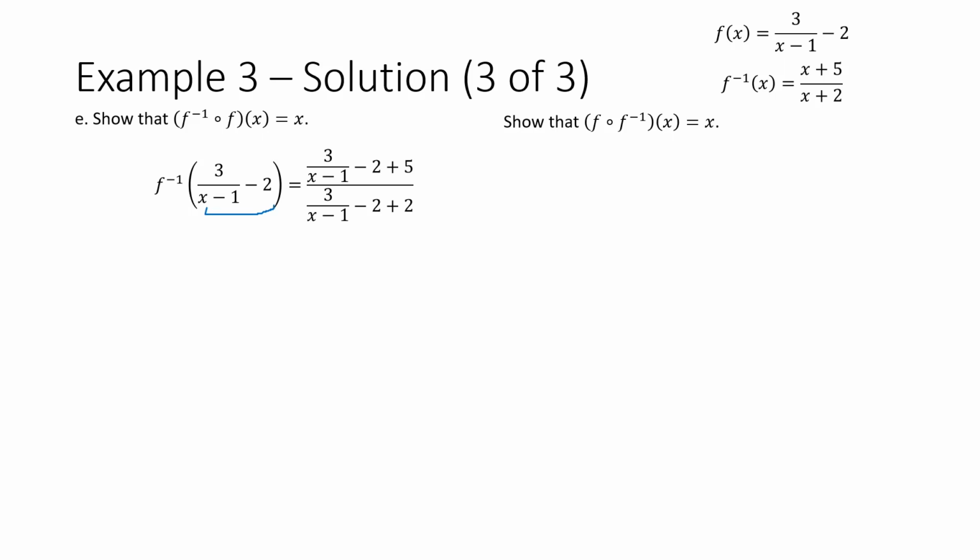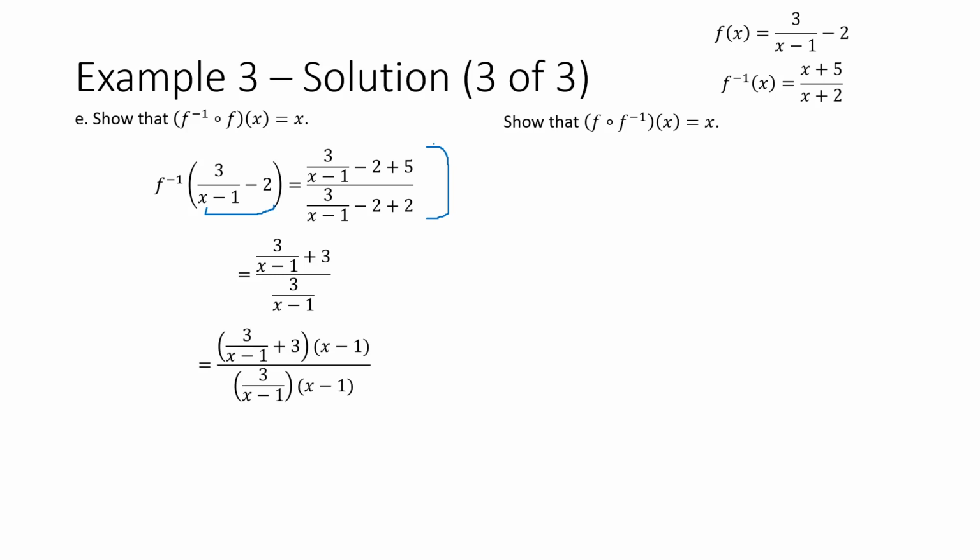We're plugging the function f into its inverse function, so it's going to look something like this. Plugging that function in for both x's. Now, we've got a lot of algebra to do here to simplify. Combine negative 2 and 5 on the top, negative 2 and positive 2 on the bottom. And then, to simplify this complex fraction, multiply the top and the bottom by x minus 1.